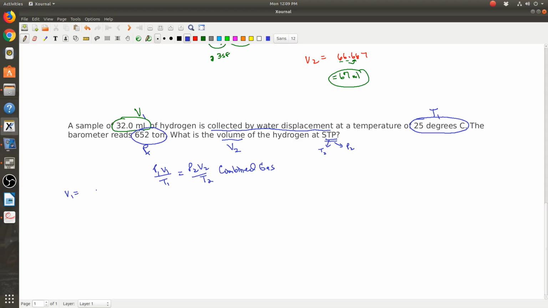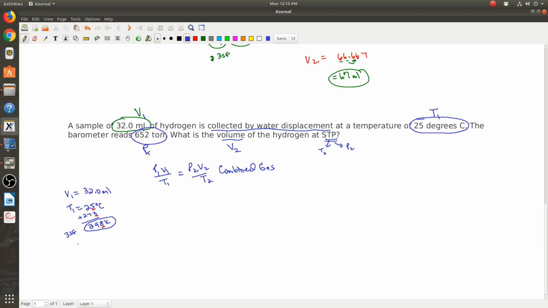V1 was 32.0 milliliters. T1 was 25 degrees Celsius, but we always have to convert to kelvins. So we add 273 and we get 298 kelvins. This is the correct T1 now. It does have 3 significant figures, because when you're adding or subtracting, you look at place value. 25 degrees Celsius ends in the ones place, so the final answer has to end in the ones place. So now we use T1 as 298.